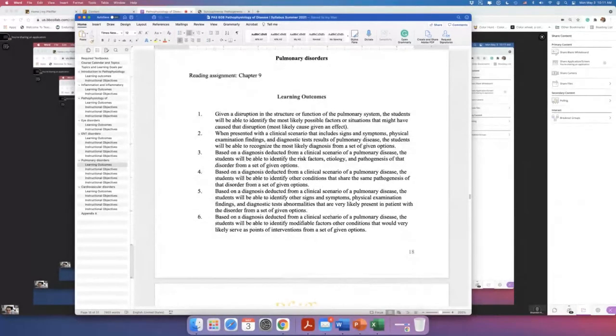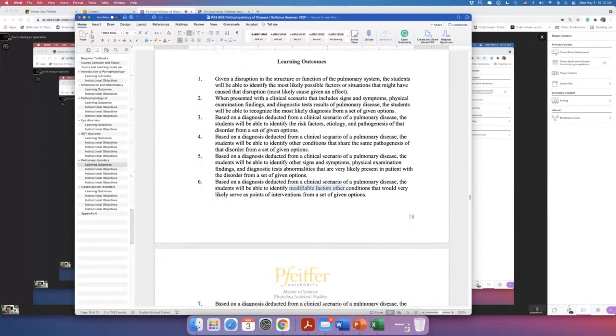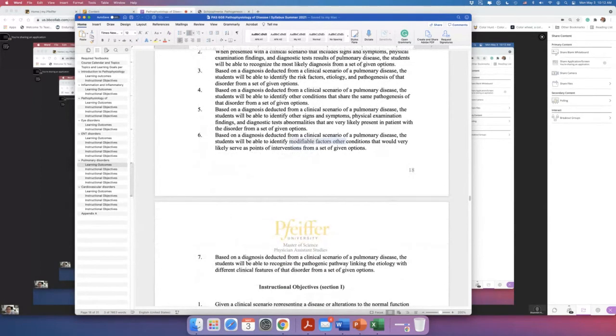And then, based on the diagnosis, identify modifiable risk factors or other conditions that could be a point of intervention. Let's say smoking for the case of pneumonia, or living in crowded conditions, or different things. These learning outcomes are very important for you to analyze, because these are the different types of questions that you may have in your exams.